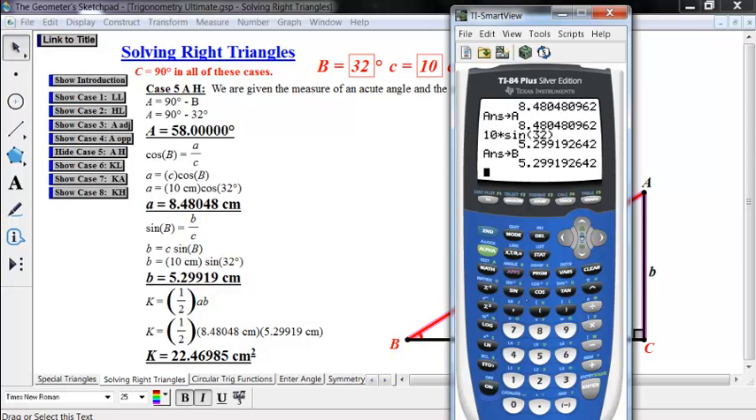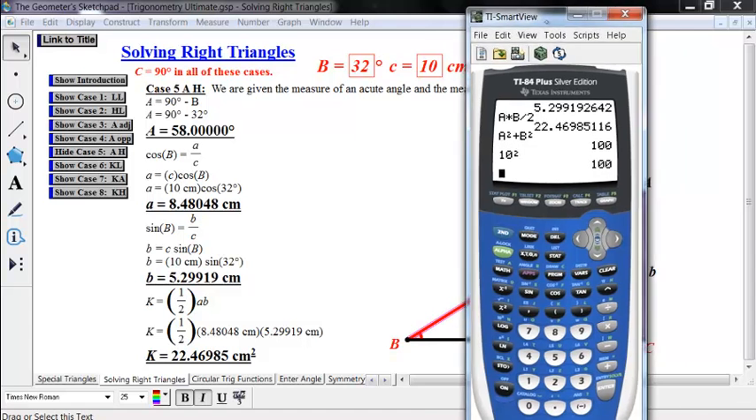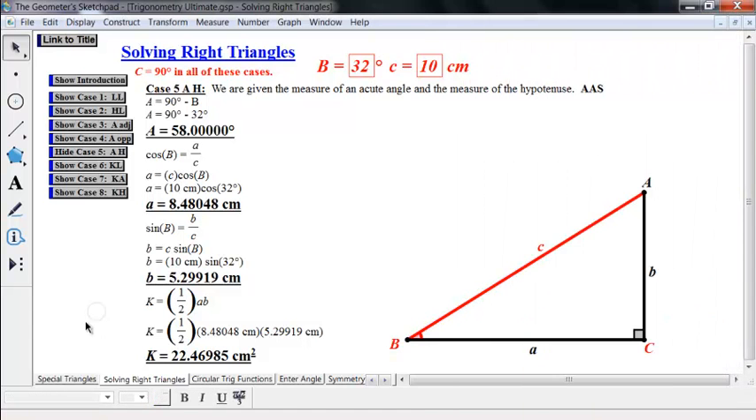And to find the area, that's A times B divided by 2, 1/2 AB. That's 1/2 base times height, but if B is the base, A is the height. And so that's 22.4 whatever. We can also check the Pythagorean theorem. We can check to make sure that A squared plus B squared is the same thing as C squared. And they are both 100, so that checks. So you can use that as a bit of a check. Okay, one more case down, just a few more to go.